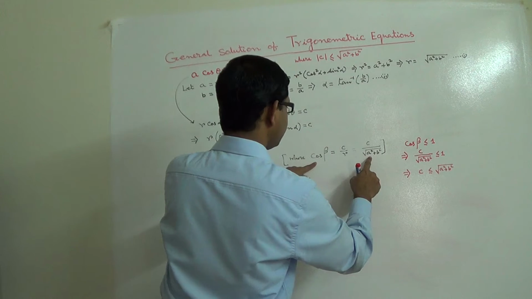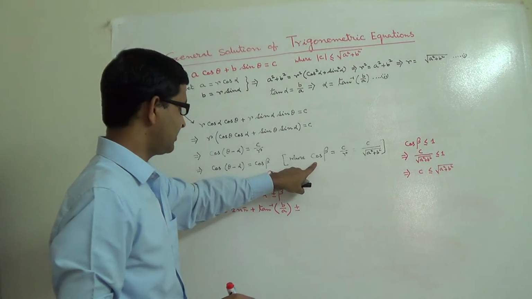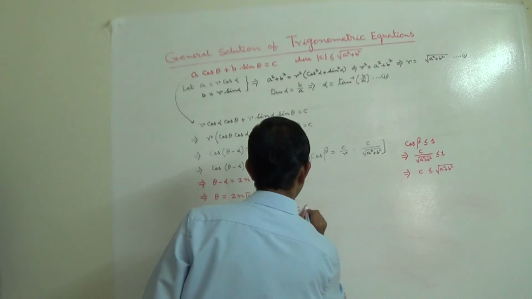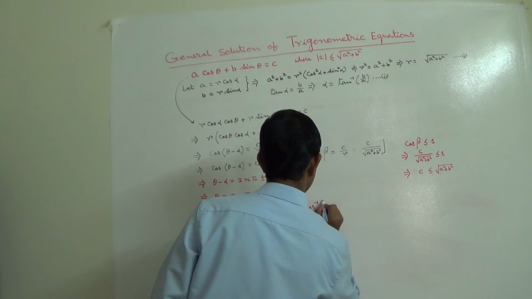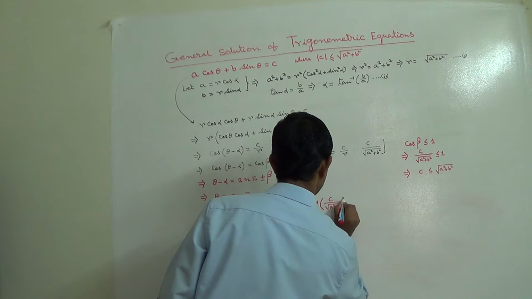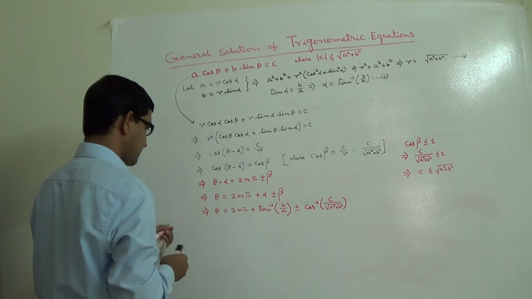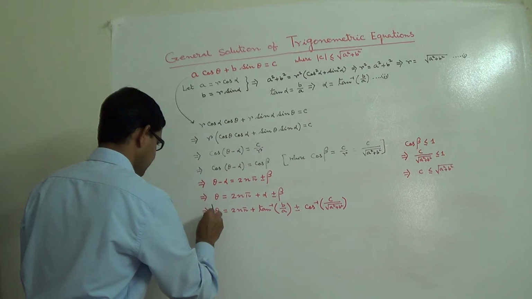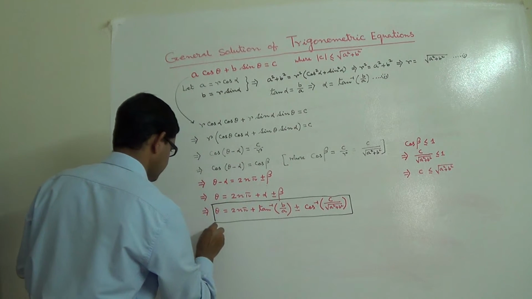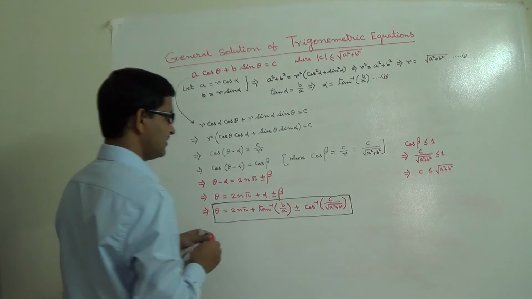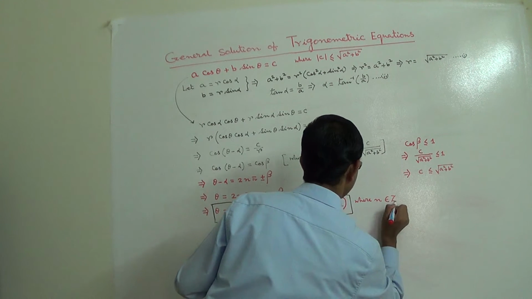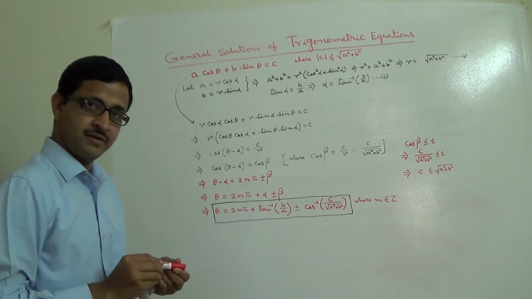Cos beta equals c by root over a square plus b square. That means beta equals cos inverse c by root over a square plus b square. So this is the general solution to the equation, where n belongs to Z, the set of integers. Clear?